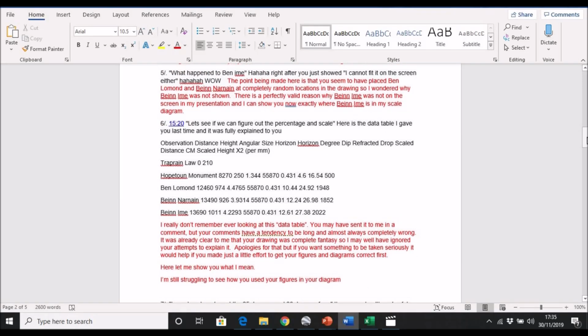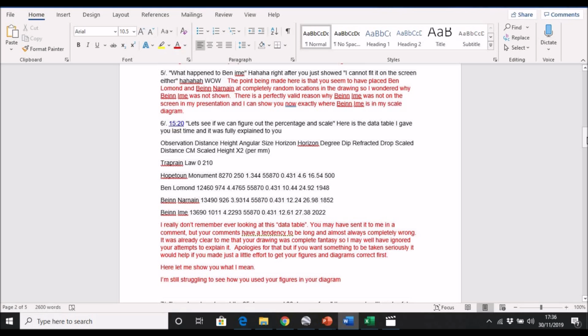Point number 5. He quotes me saying, what happened to Benim? I was asking why Benim was not included in his diagram, seeing as it is part of my original observation. And he says, ha ha ha, right after you just showed, in quotation marks, I cannot fit it on the screen either. Ha ha ha. Wow. Well, Gleem, the point being made here is that you seem to have placed Ben Lomond and Ben Narnain at completely random locations in the drawing.